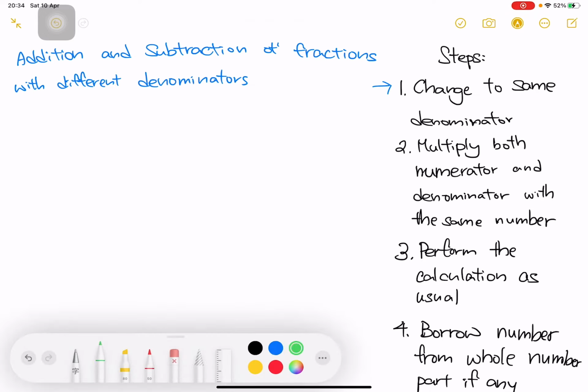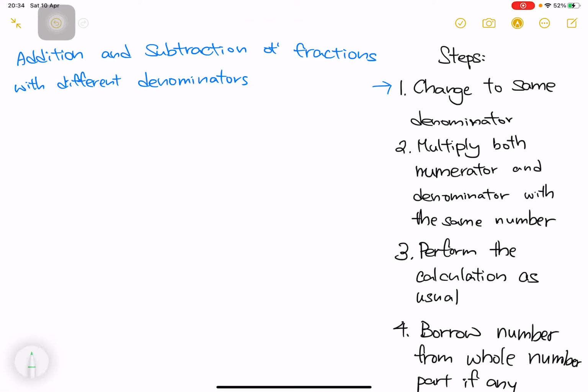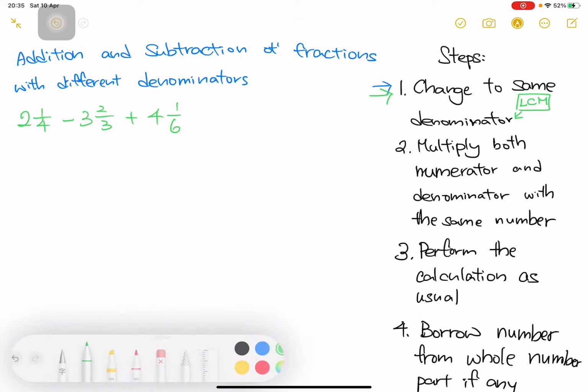Alright, so let me set the question for you. Like we have 2 and 1 over 4 minus 3 and 2 over 3 plus 4 and 1 over 6. Then how can we deal with this kind of question? The first step, we have to change to the same denominator, which is I want to find the LCM of the denominator part here. How can you find the LCM of it?